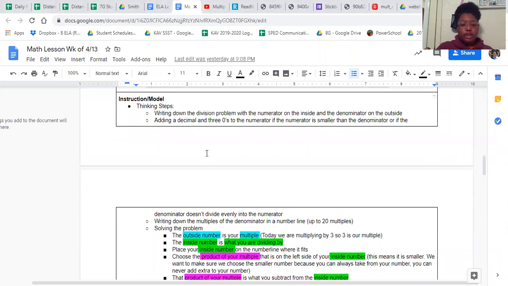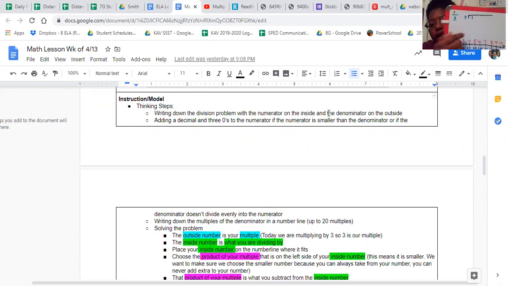So our thinking steps. Our first thinking step is write down the division problem with the numerator on the inside and the denominator on the outside. I'm going to do it in different colors to help you out. So we're gonna do this practice with 1/3. So my 1 is in green and my 3 is going to be in blue. And we're gonna do the division problem. I know that the numerator goes on the inside, so green on the inside, blue on the outside. So my 3 goes on the outside. My problem looks like this.